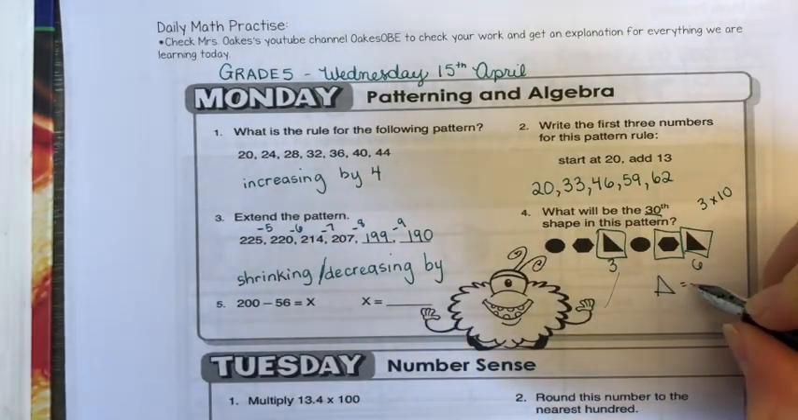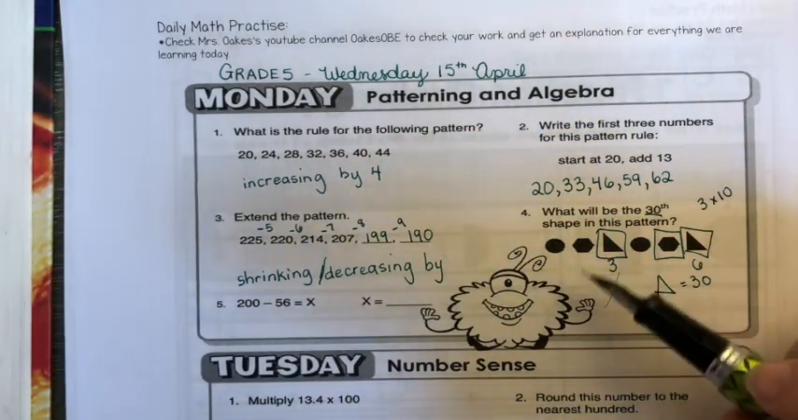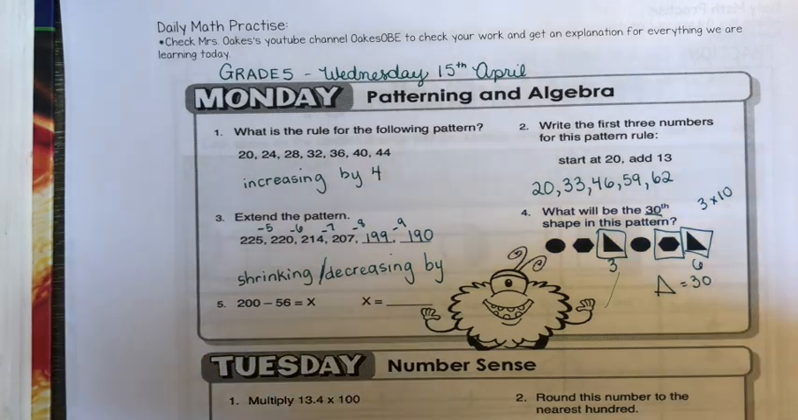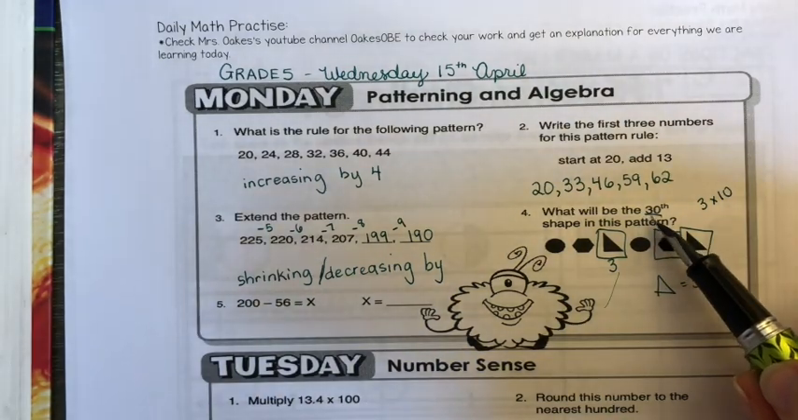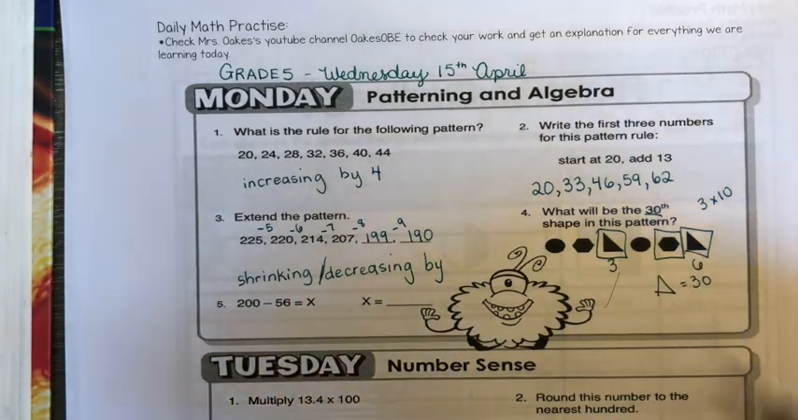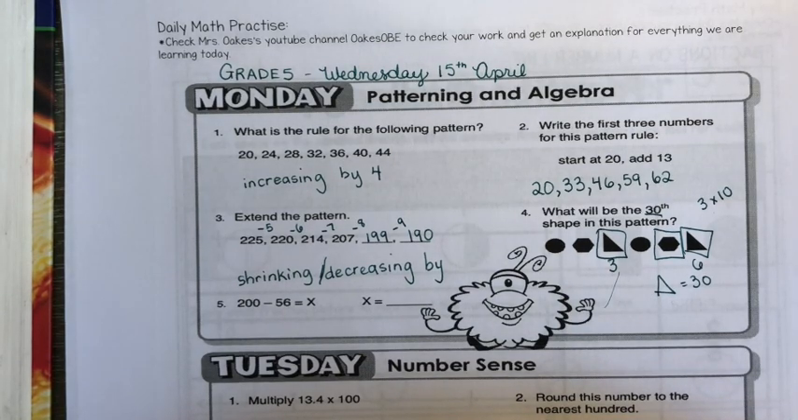Okay, the number 30 will be a triangle. And we know that because every third shape is a triangle. And we know that we have 30 shapes. Every third shape is going to be a triangle. We can safely predict that that one will be a triangle.